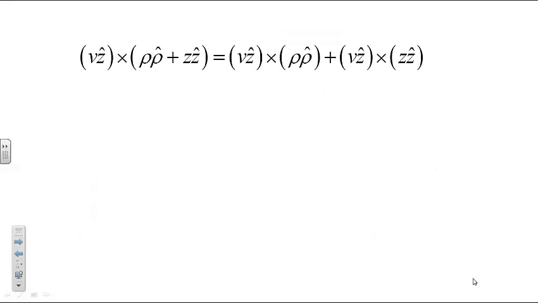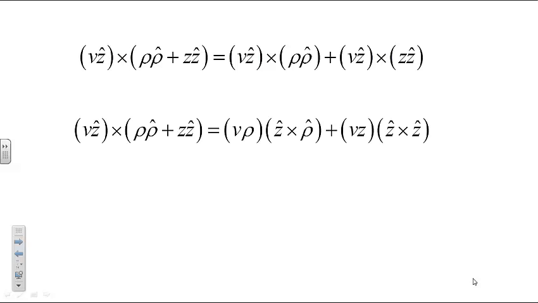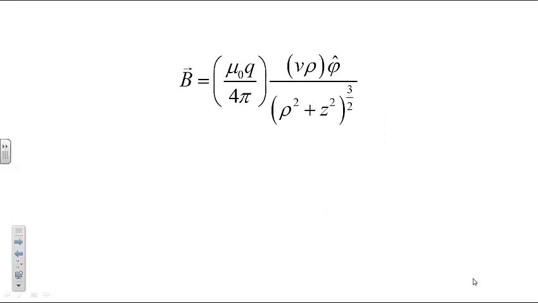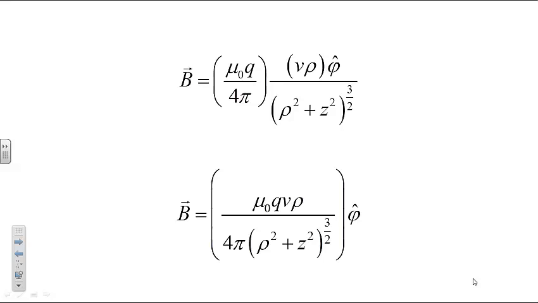We can determine each component of the cross product separately. This results in two different cross products of unit vectors. These cross products we can determine either using the right-hand rule or by consulting a table. We see that the resultant vector of the cross product is along the phi axis only. Substitution of this result into the original expression gives us an equation for the magnetic field of a moving charged point particle.